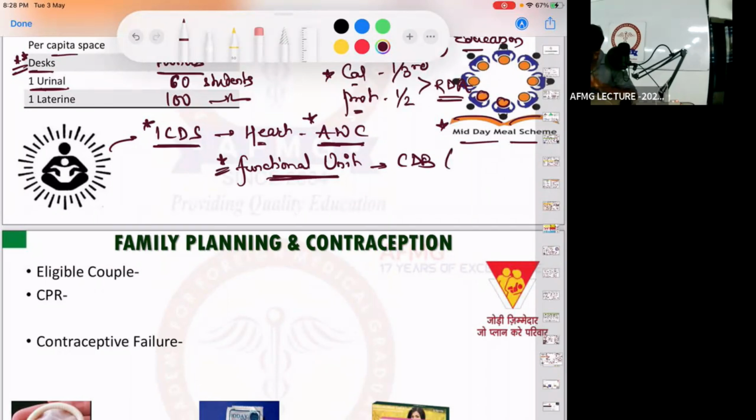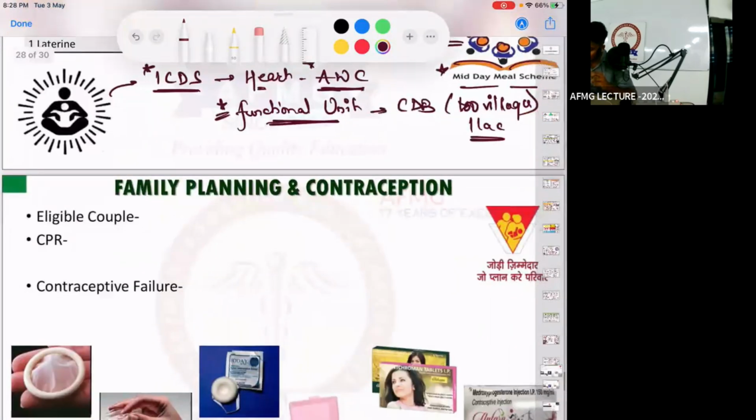And the Community Development Block will consist of how many villages? 100 villages or 1 lakh population. This was a question: how many villages are included under a Community Development Block? 100 villages or 1 lakh population. And the functional unit is the Community Development Block. No issues with this? And the heart would be the Sevika, the Anganwadi Sevika. Okay, we will discuss later.